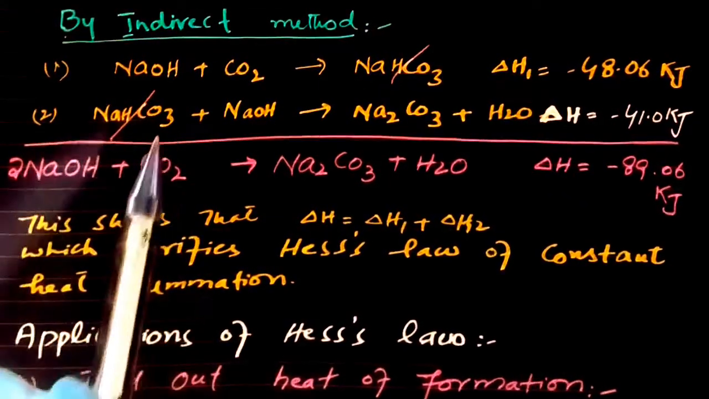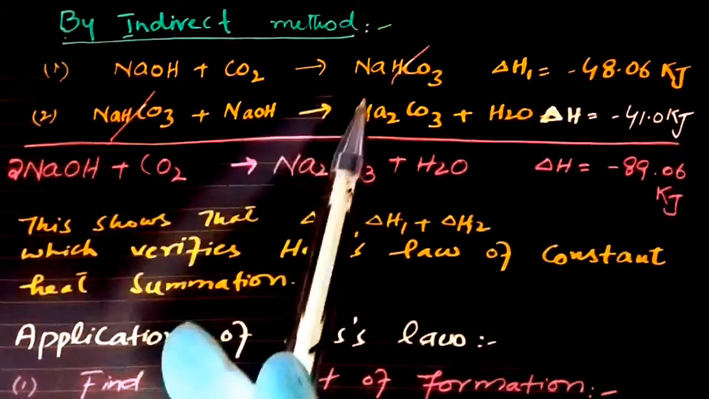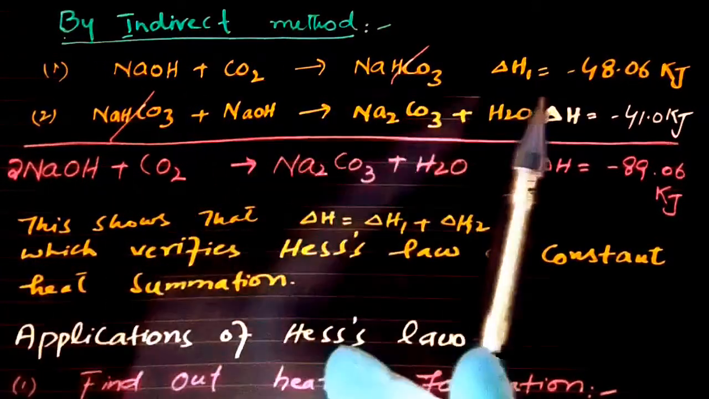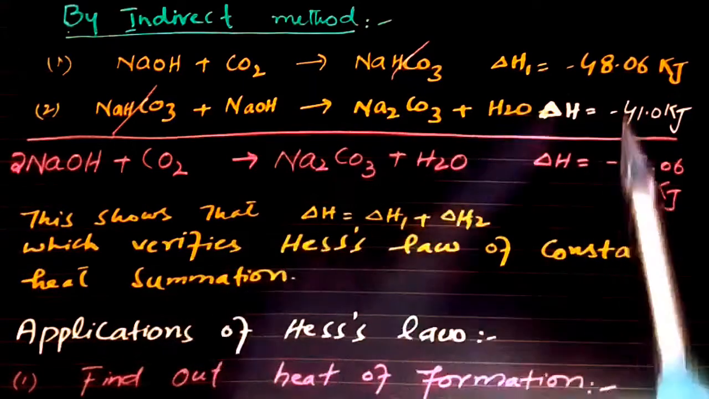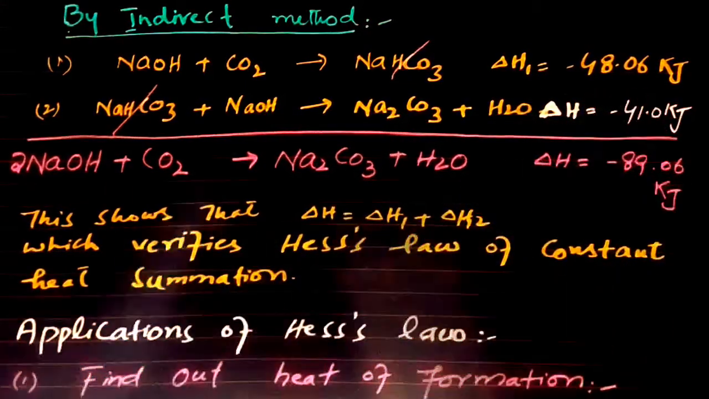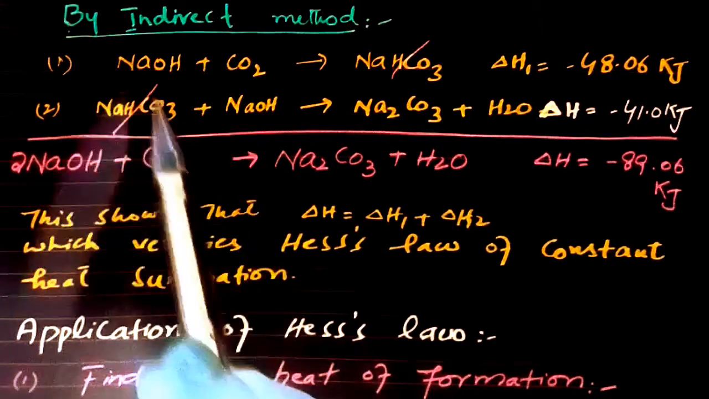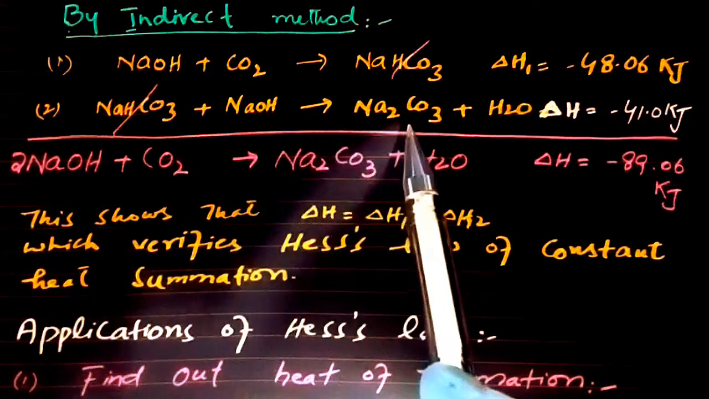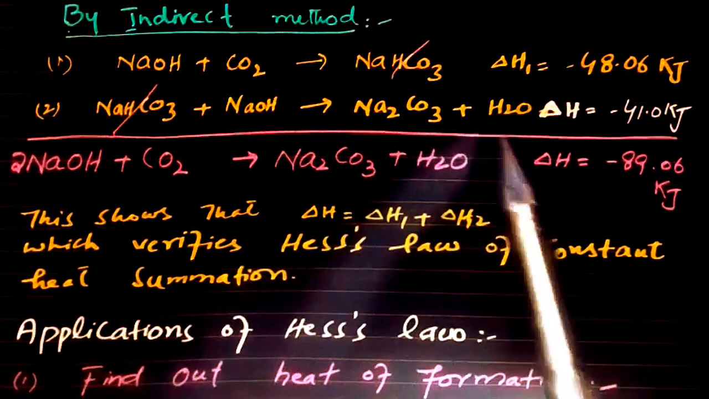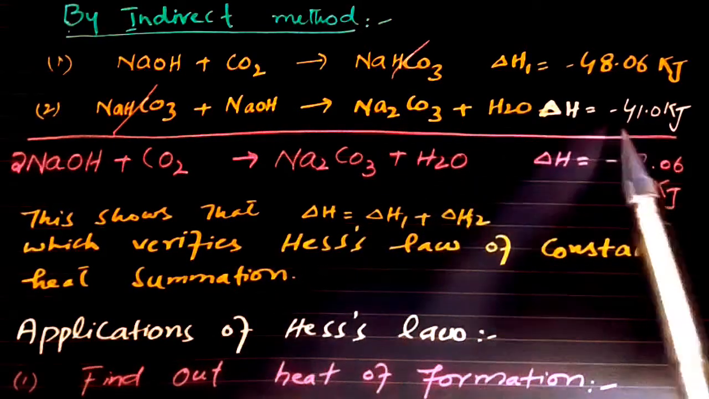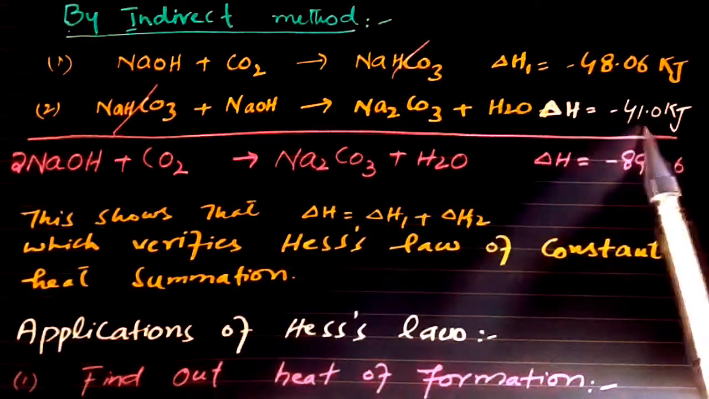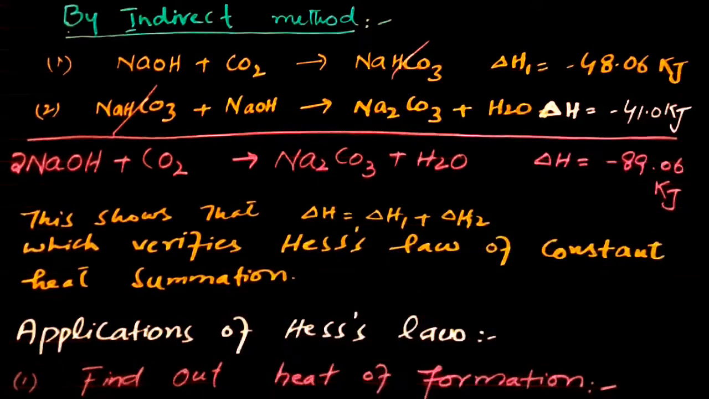Indirectly, sodium hydroxide will react with carbon dioxide to form sodium bicarbonate. In this case, energy will be released, that is minus 48.06, and in the second step, the sodium bicarbonate reacts with sodium hydroxide to form sodium carbonate along with water, and in this case minus 41.0 kilojoules of energy is released.